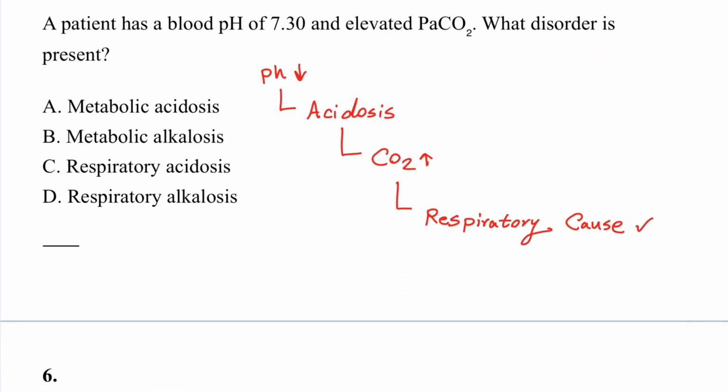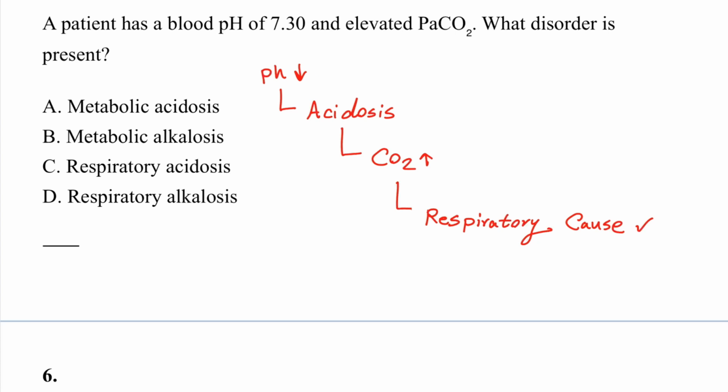Number 5. A patient has a blood pH of 7.30 and elevated PaCO2. What disorder is present? A. Metabolic acidosis. B. Metabolic alkalosis. C. Respiratory acidosis. And D. Respiratory alkalosis. So, to solve this question, we first look at the pH.